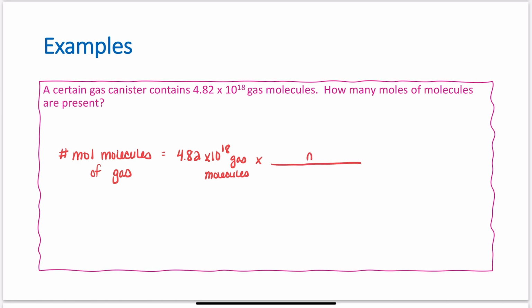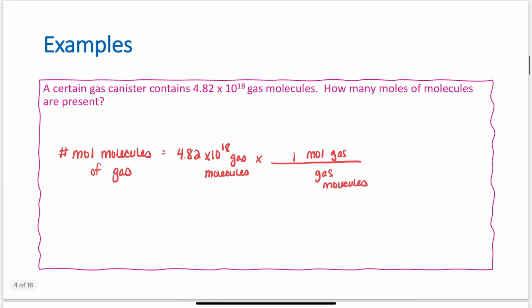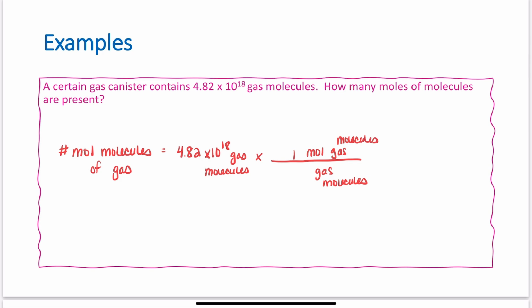Again, I'm trying to get to moles. I'm trying to get away from gas molecules. 1 mole of gas molecules contains 6.022 times 10 to the 23rd of that molecule. My gas molecules have canceled out and I'm getting moles of gas molecules left over. When I plug this in my calculator, I get out 8.00 times 10 to the minus 6th moles of gas molecules.